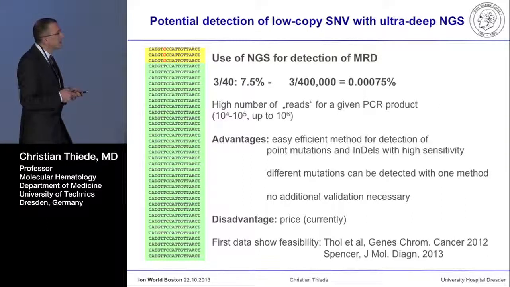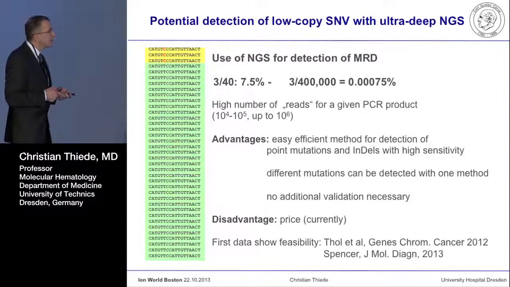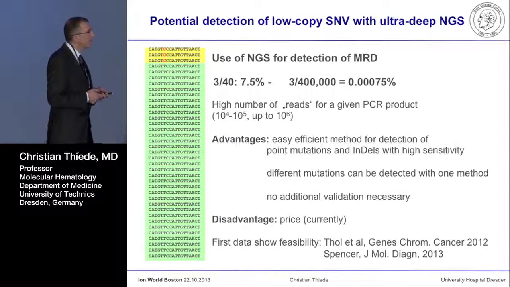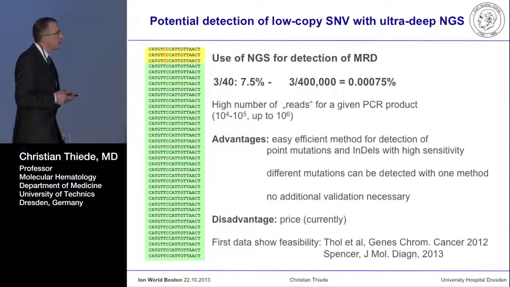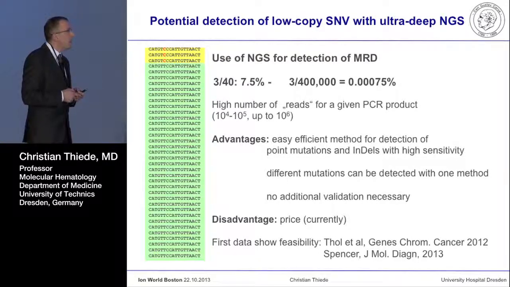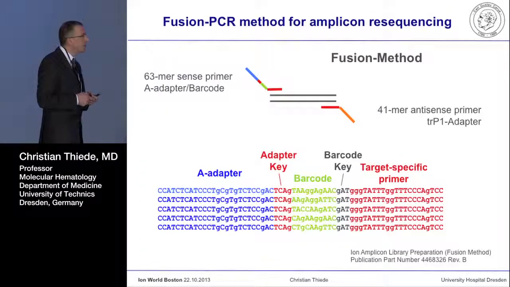It would be easy because you could adapt it to different amplicons very easily, and you would not need very much validation per amplicon. The disadvantage so far was the price tag, which with the methods available so far, especially the 454 technology, was much too high to be usable in the clinics. But several groups have already shown that it might be an approach to take. So we asked, could we do that on the PGM?